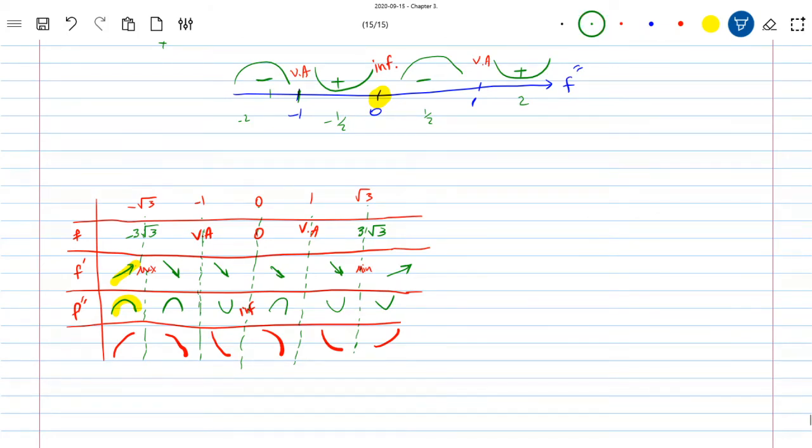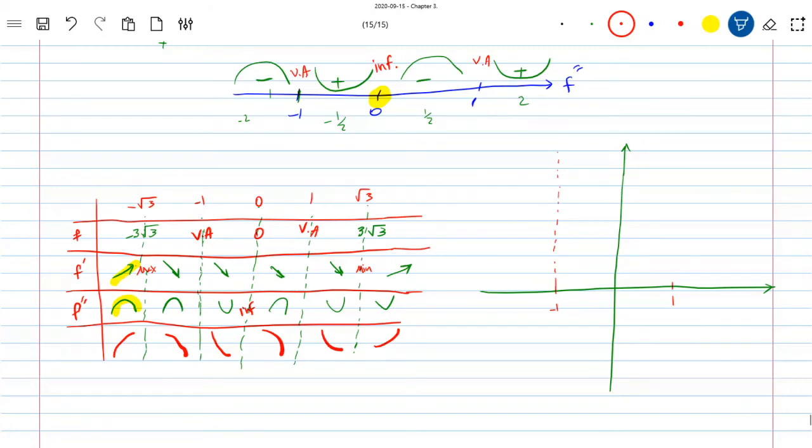Let me graph this nicely. Here's the graph of vertical and horizontal asymptotes first. 1, -1. We have vertical asymptotes at these two points, at 1 and -1.